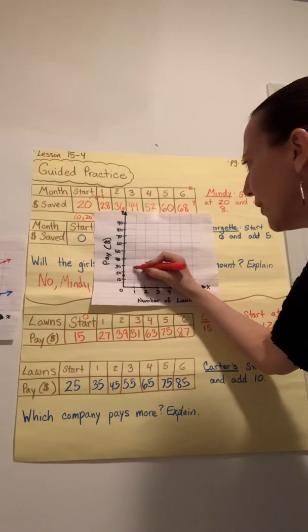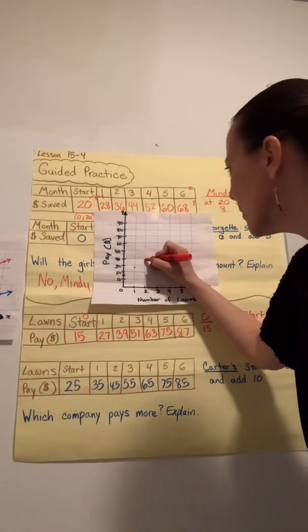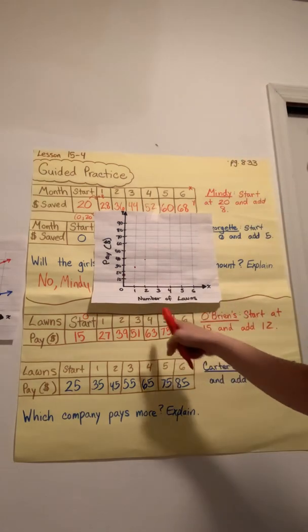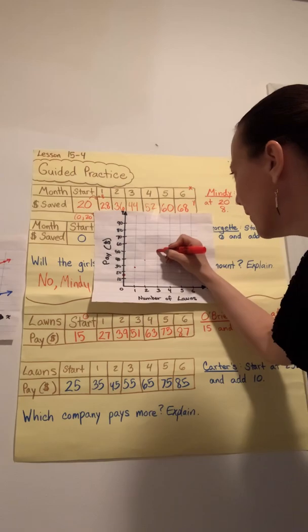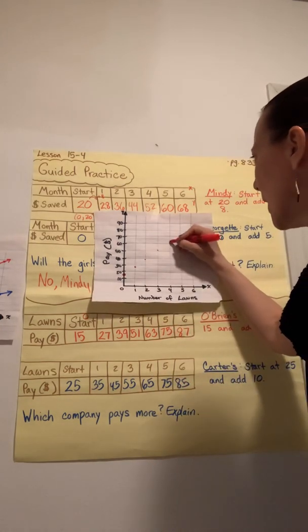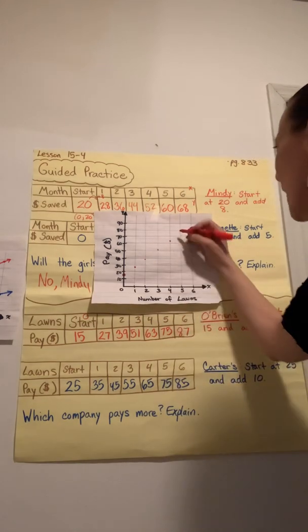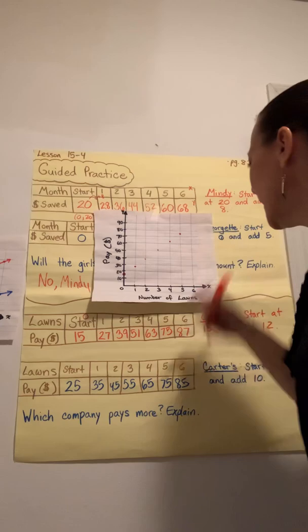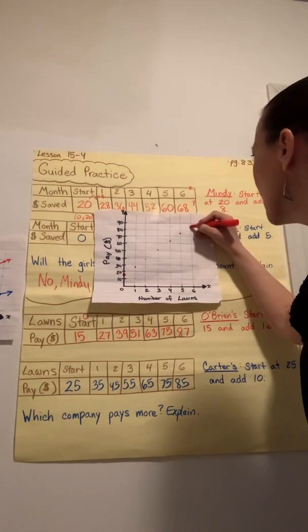more than halfway to 30. 2 lawns gets me 39, so almost up to 40. 3 lawns, 51, so right over the 50. 4 lawns is 63, so not quite halfway to 70. 5 lawns is 75, so right between the 70 and the 80. And 6 lawns is 87, so almost up to the 90.